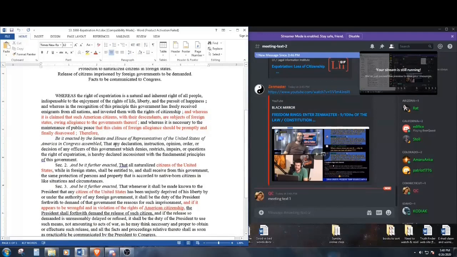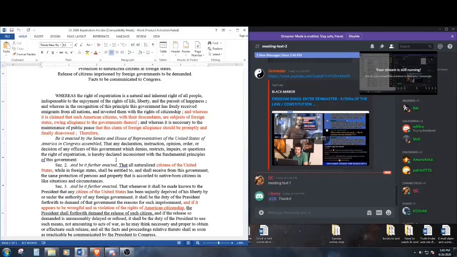Whereas the right of expatriation is a natural and inherent right of all people, not persons, people, indispensable to the enjoyment of the rights of life, liberty, and the pursuit of happiness. And whereas, in the recognition of this principle, this government has freely received immigrants from all nations, invested them with the rights of citizenship. And whereas it is claimed that such American citizens, with their descendants, are subjects of foreign states owing allegiance to the governments thereof, and whereas it is necessary to the maintenance of public peace, meaning we'll kill you if you don't let us out of this, that this claim of foreign allegiance should be promptly and finally disavowed.